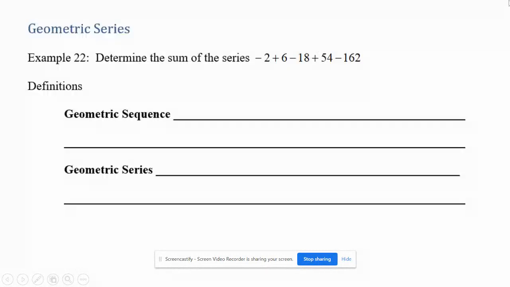Okay. So this first one, guys, is very simple. This is an example of a geometric series over here. My common ratio is -3. -2 times -3 is 6, times -3 is -18, times -3, and so forth like this. So this sum would be -2 plus 6 minus 18 plus 54 minus 162 is 122.